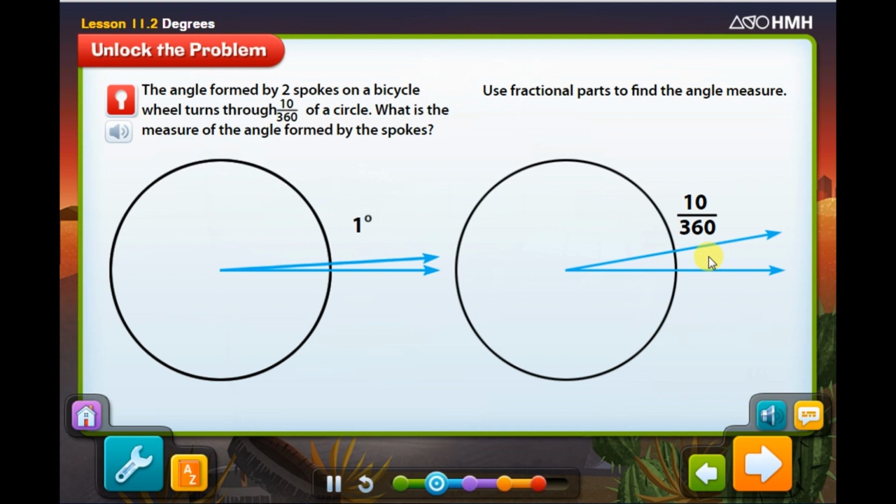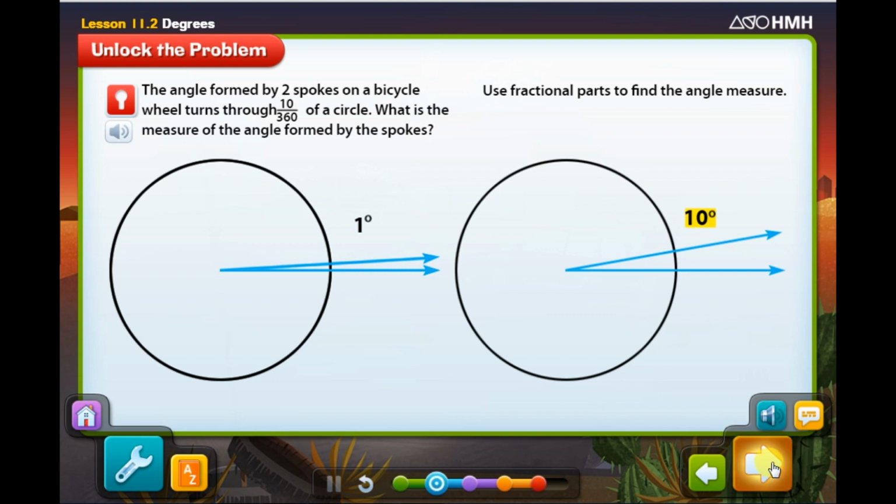Now you can answer the question. What is the measure of the angle formed by the spokes? We have 10 parts of the circle, so this means we have 10 degrees. The angle measures 10 degrees. So the angle in the bicycle wheel measures 10 degrees.